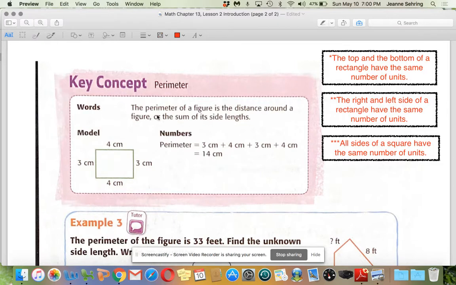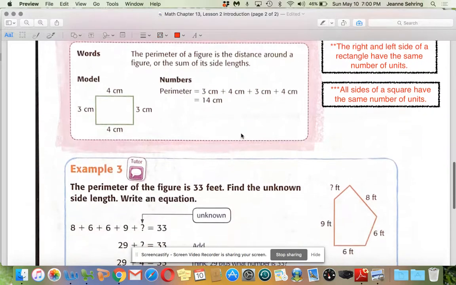All right, so the perimeter of a figure is the distance around the edge of the whole figure, and it is the sum of all the sides. You have to add all the sides together to get the perimeter. In this case, it would be 3 centimeters plus 4 centimeters plus 3 centimeters plus 4 centimeters equals 14 centimeters total. This is the model.